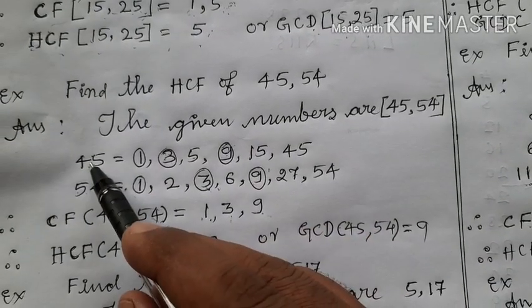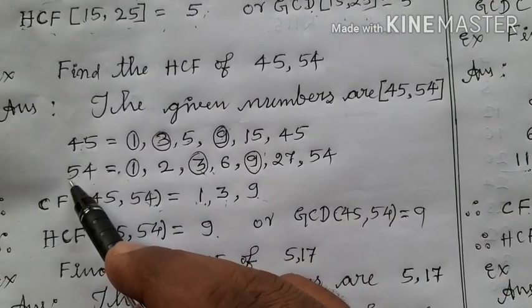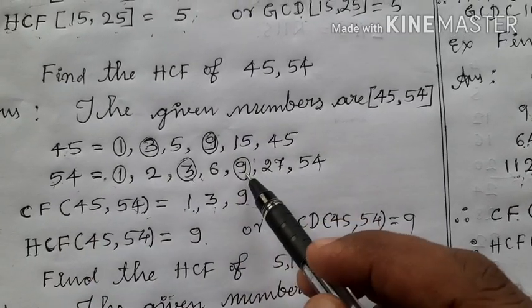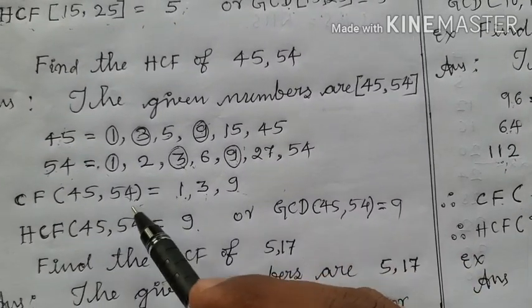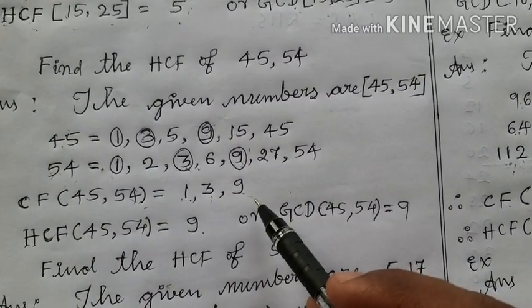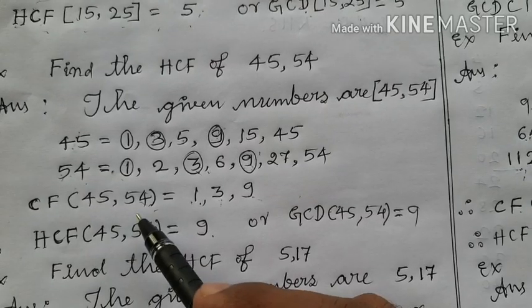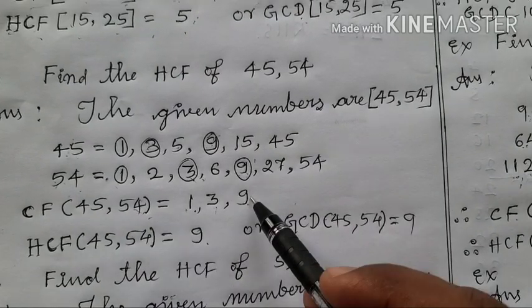9 is a factor of 45 also, 9 is a factor of 54 also. Therefore, this 9 is the common factor of 45 and 54, and thus I have listed 1, 3, 9 as the common factors of 45 and 54. Here, the numbers 45 and 54 have 2 more common factors than 1. Which are those 2 more common factors? 3 and 9. Hence, the numbers 45 and 54 are non-coprime numbers.